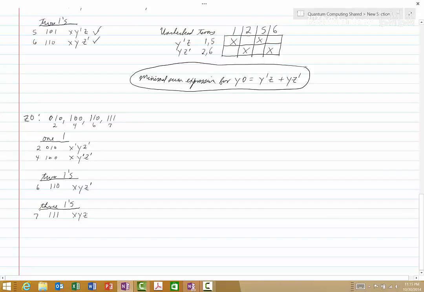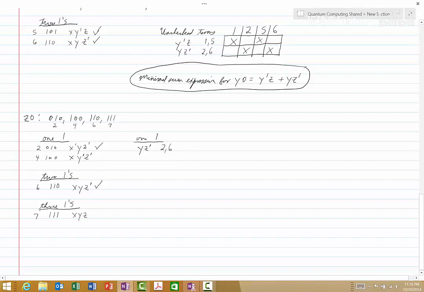So now let's see what happens here. 1 1 will be our first category in the second column. Do we expect 2 and 6 to combine? Yes, because 2 is smaller than 6, and the difference between 2 and 6 is 4, which is a power of 2. And so 2 and 6, indeed they do combine. The x term is the one that differs, so it will drop out, and we'll be left with yz prime. That's the result of combining 2 and 6. So 2 gets a check, and 6 gets a check.